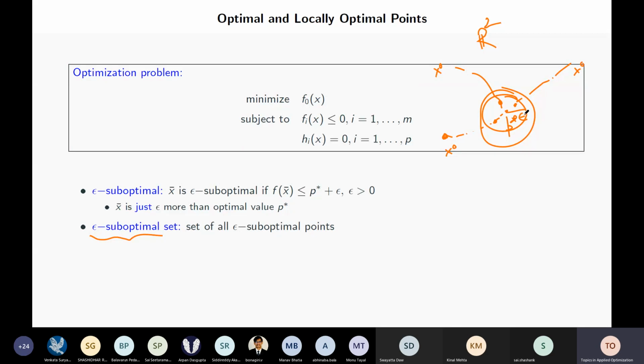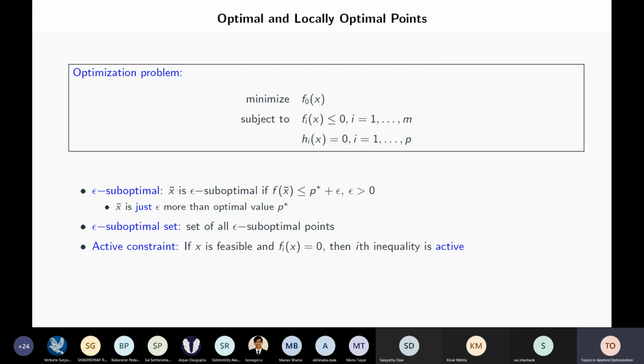Let us say these are within epsilon distance. So all these points will form these epsilon suboptimal points. So all these points are within epsilon distance from the P star. So this is called the epsilon suboptimal set.